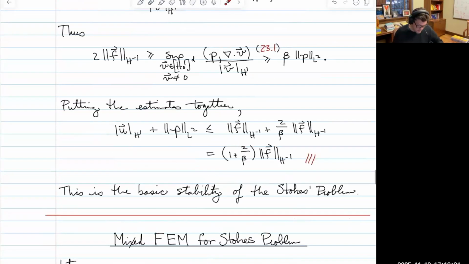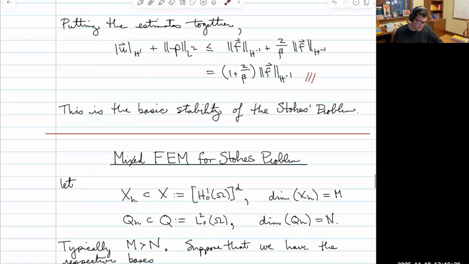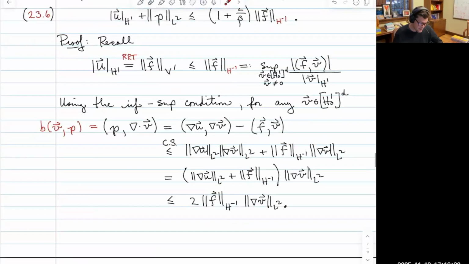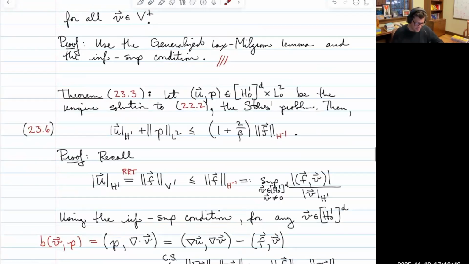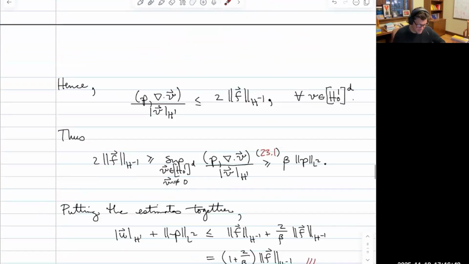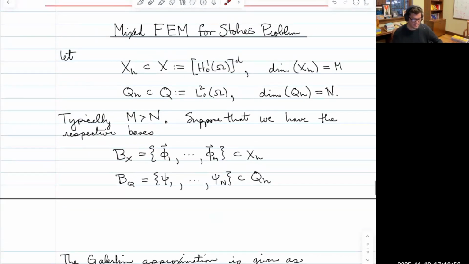All right, so now I'm going to get into this just very briefly. We have the stability we just proved. Now that we have stability and existence and uniqueness, we're ready to talk about a finite element approximation for the Stokes problem. We're not going to get very far in this. That's okay. We can pick up with this topic next time when we come back.